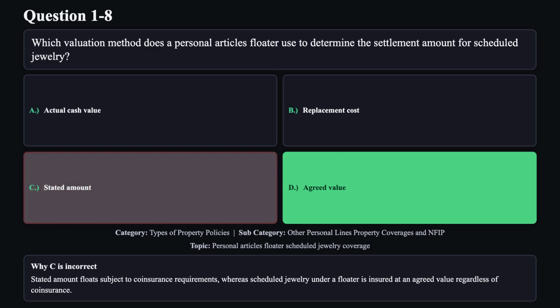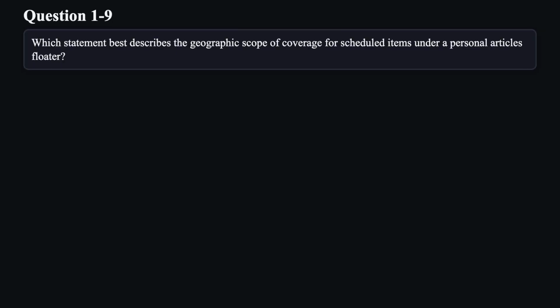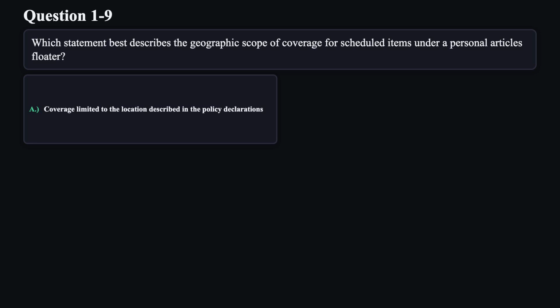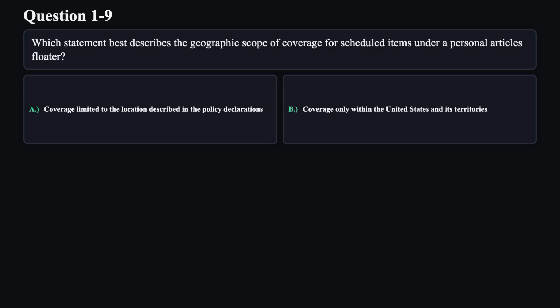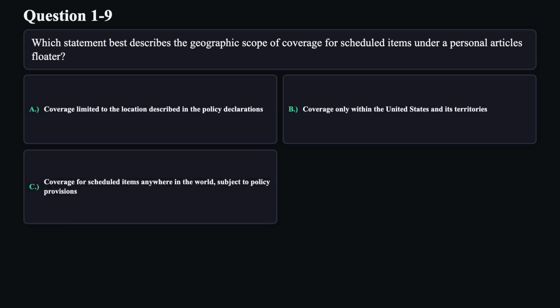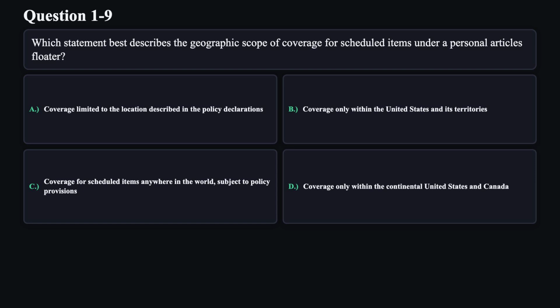Question 9. Which statement best describes the geographic scope of coverage for scheduled items under a personal articles floater? A. Coverage limited to the location described in the policy declarations. B. To hold investments whose performance determines contract value, separate from the insurer's general account. C. Coverage for scheduled items anywhere in the world, subject to policy provisions. D. Coverage only within the continental United States and Canada.